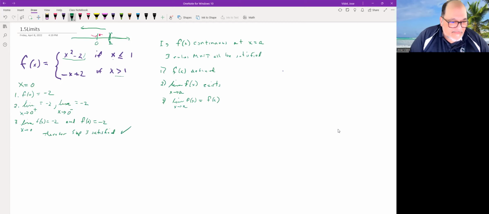So 3 is satisfied, 2 is satisfied, 1 is satisfied. We say that at x equals 0, f of x is continuous. Okay.